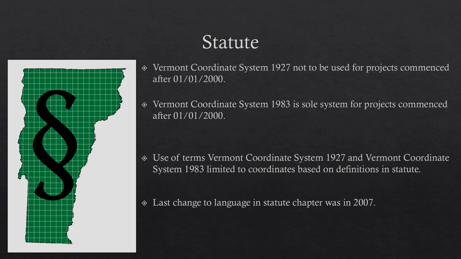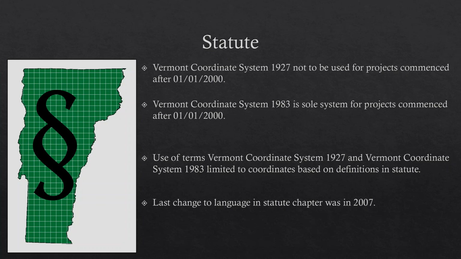The statute states that projects that commence after January 1st of the year 2000 are to be in the Vermont Coordinate System 1983, and that we are not to be using 1927 anymore after the first day of 2000. That goes way back, doesn't it? And I've been with VCGI for almost 5 years now, and I should tell you that I haven't seen any data yet here that is still in NAD 27.